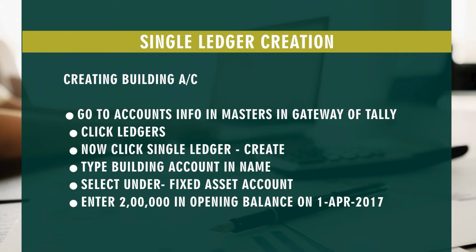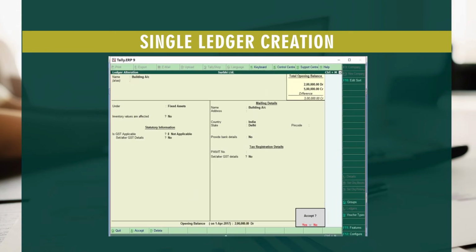Now in the opening balance you will put 2 lakh rupees. Once you put the 2 lakh rupees, you can see that there is a debit written over there. As I have already discussed, since fixed assets have debit balance, as you have selected group fixed asset for building account, it is showing debit balance. You can see other details like statutory information, and whether the inventory values are affected or not. You can set this option as per your need.